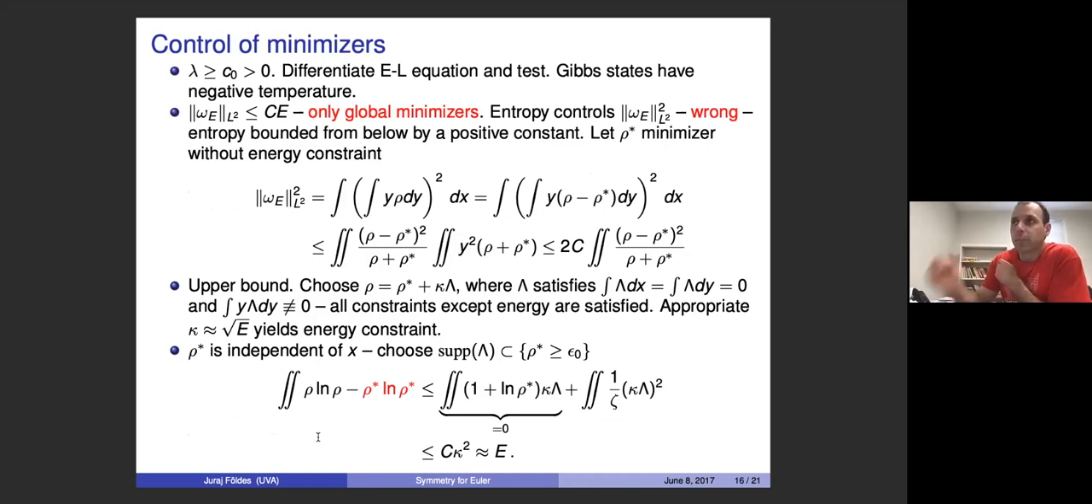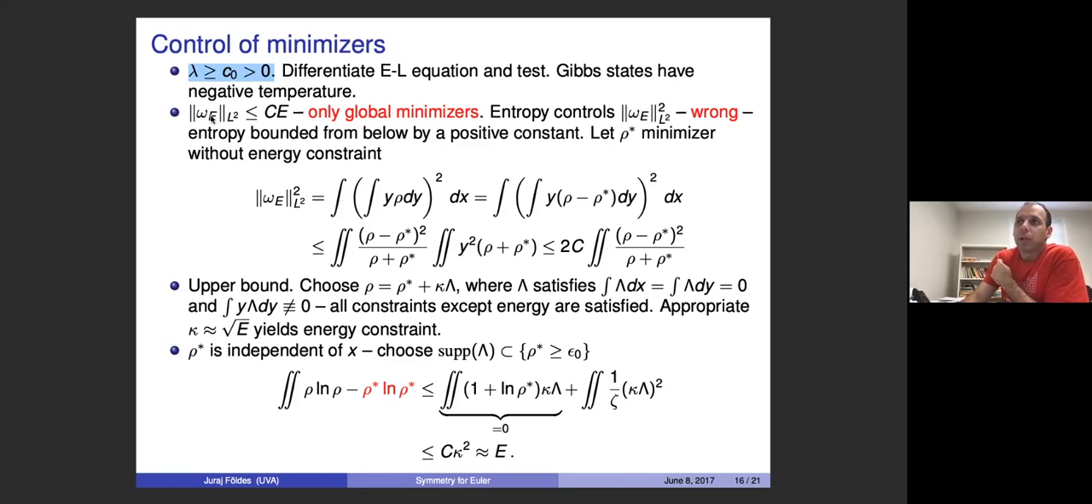So let me just give you some insights. The biggest problem to control anything is to know where to start. That's somehow the most difficult step. So first of all, we can estimate that the Lagrange multiplier that corresponds to the energy constraint is always positive. You just differentiate the Euler-Lagrange equation, test it, integrate, and then you get positivity. And this already has meaning, because this is telling you that these Gibbs energy states have negative temperature. So all the states that are presumably limit states of the Euler equation should have negative temperature in terms of Gibbs.